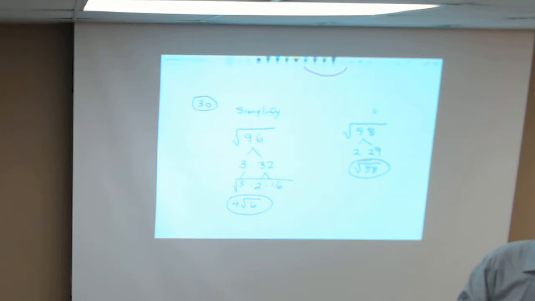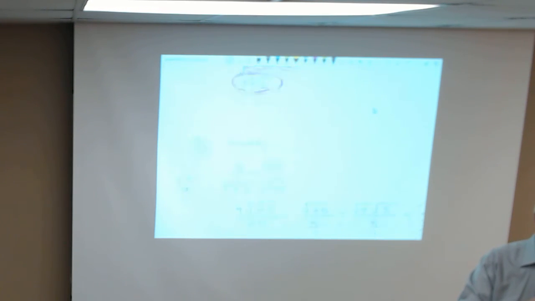Number 30, simplify. All that means is make a tree. And when you're through, you have the square root of 6 times, what's the square root of 16? 4. Look at your chart, your square root chart, and it'll show you. So the answer is 4 times the square root of 6. Over here, you make a tree, 2 and 29, and those are both on your prime number chart. So you say, that's already simplified. There won't be one like that on the test. The one on the test you'll have to work.